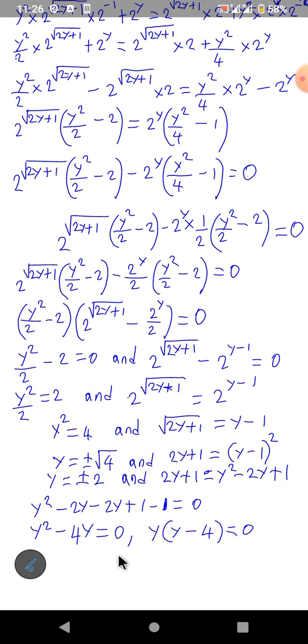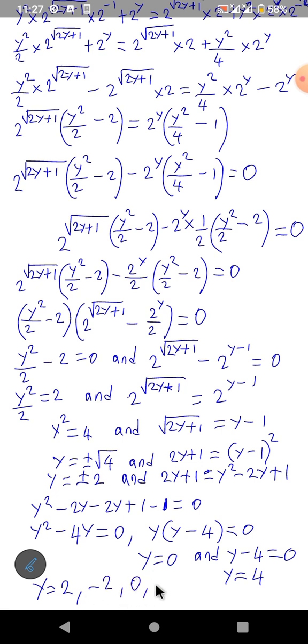Then from here now I can see that y equal to 0 and y minus 4 is also equal to 0. So from here I can say that y is equal to, take this minus 4 to the right hand side, so y equals 4. So the roots of y in these equations are: y is equal to 2, minus 2, 0 and 4. So this is my solution to this equation.